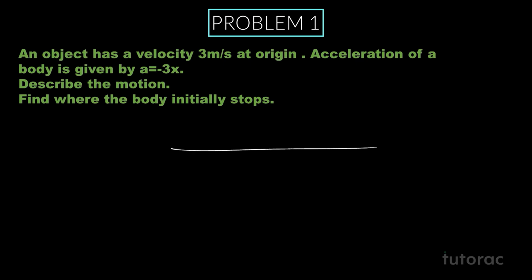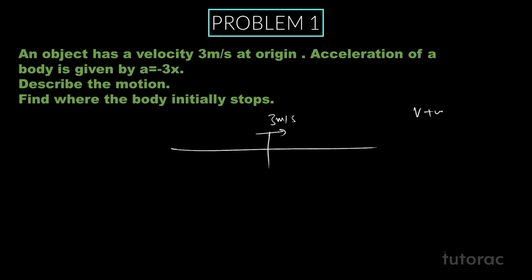Let me solve the equation. Let me draw a number line. That is probably origin. The object has 3 meters per second at origin and it has an acceleration of a equal to minus 3x. So initially the object is at origin, it has some velocity, 3 meters per second, so it is moving right. Its acceleration is 0 and it has some velocity, so it moves right.